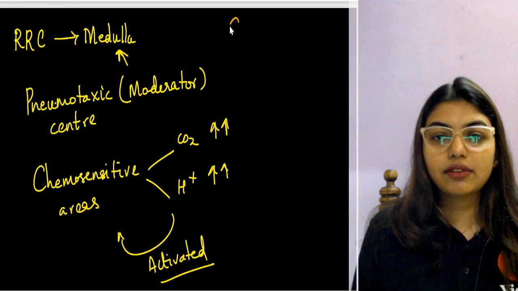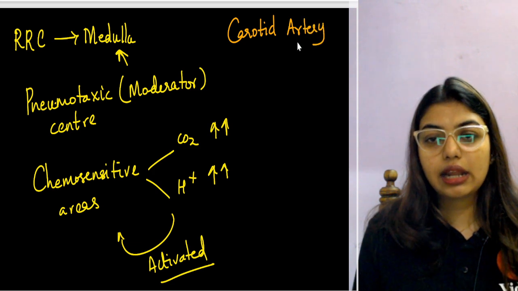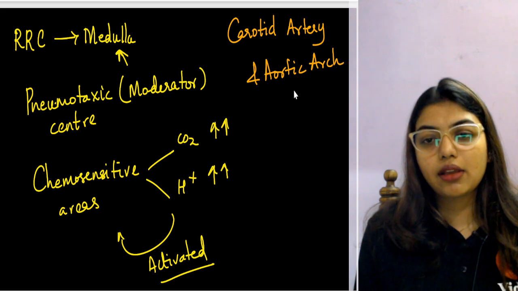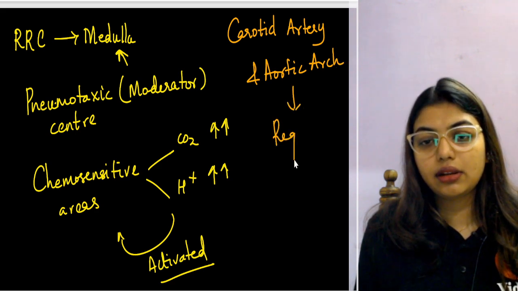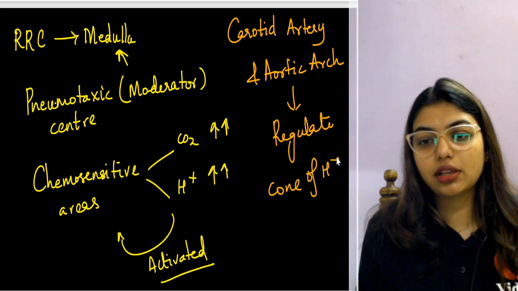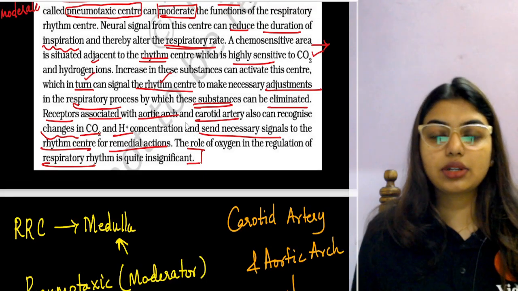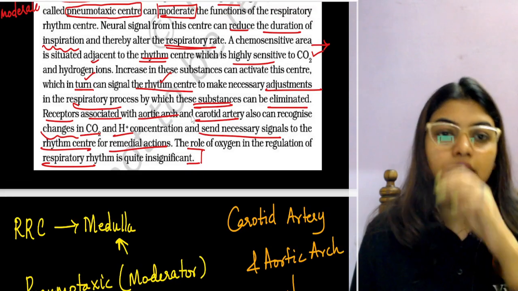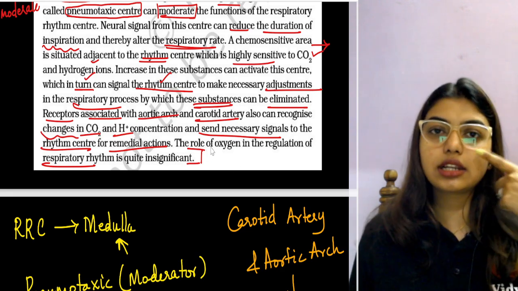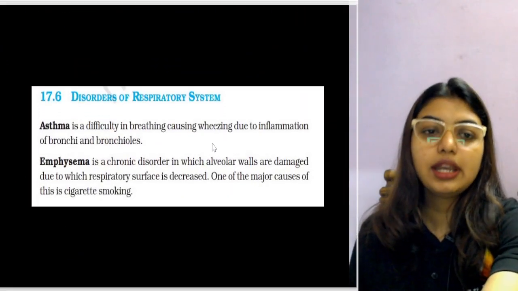Then we also have carotid arteries and aortic arches, which also regulate depending on the concentration of H plus ions. This will let us know if it is higher. Carotid and aortic arch can also recognize the changes in the concentration of carbon dioxide and H plus, and send the necessary signal to the rhythm center telling it to inspire or expire air, depending on the body's condition.